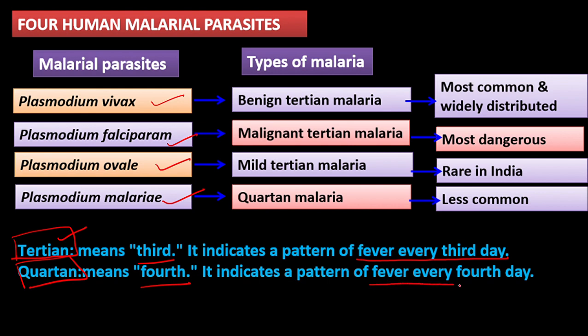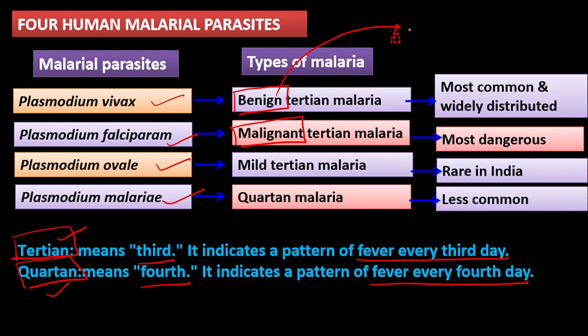After every fourth day, you have fever. That we call quartan. Now, another term you should be aware of is benign and malignant. Class, you must have heard benign and malignant in cancer also. When it stays only at a particular place and does not spread all over the body, we call it benign. So since it is staying at one particular place, what has happened?